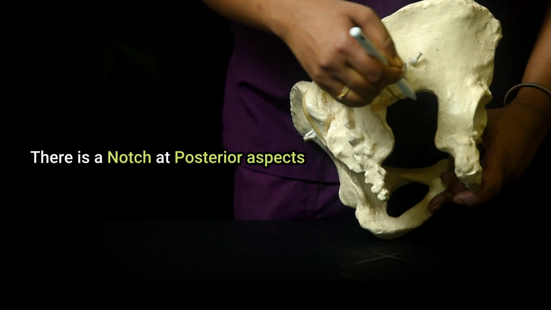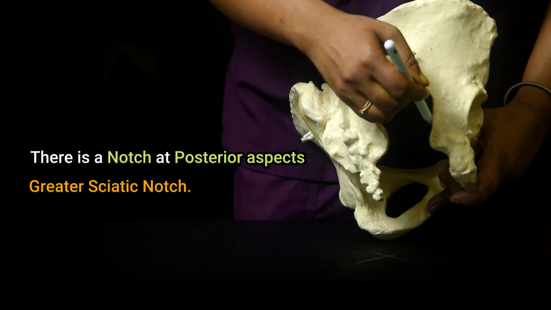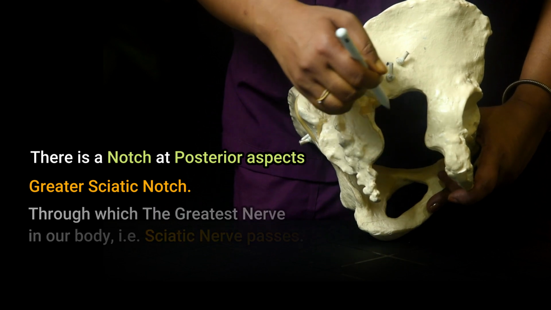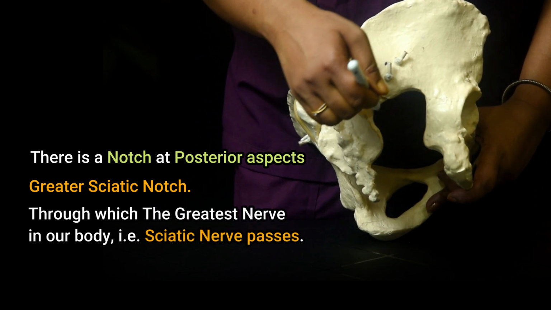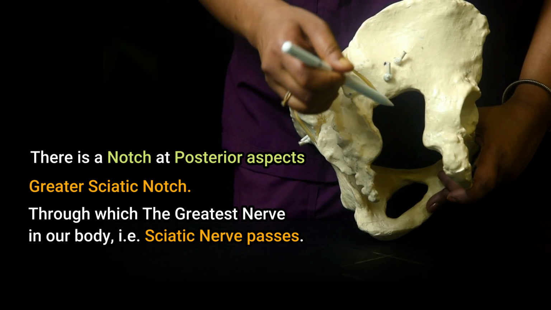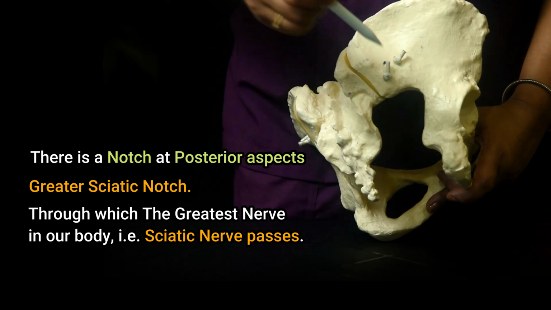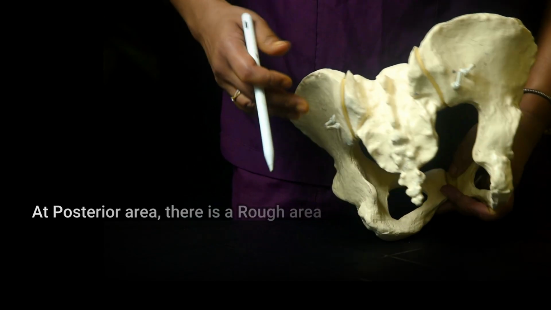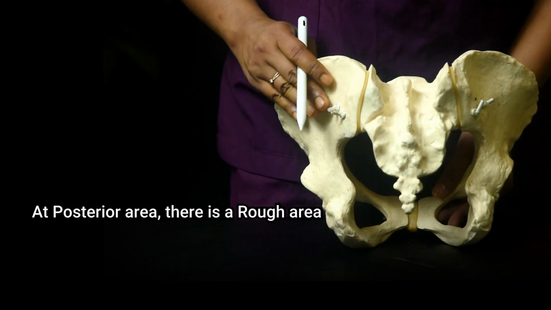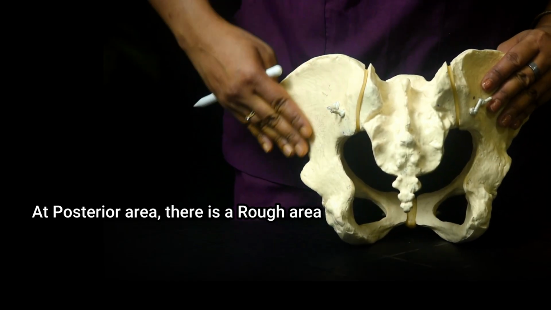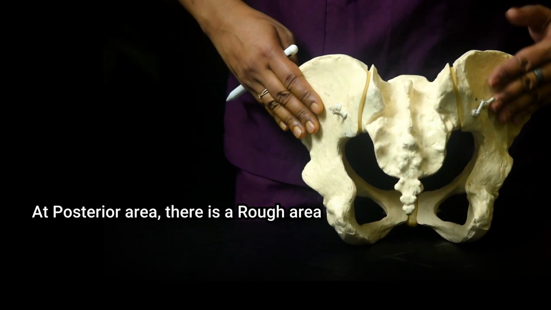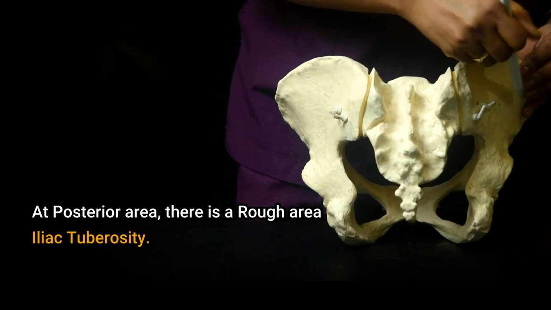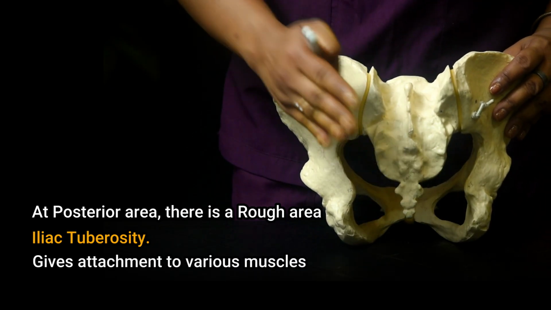After the posterior inferior iliac spine, you can see there is a notch at the posterior, which is known as the greater sciatic notch. It has very important clinical significance, because through this greater sciatic notch the greatest nerve of our body, the sciatic nerve, passes. At the posterior, there is a rough surface on both sides, known as the iliac tuberosity, which gives attachment to various muscles.